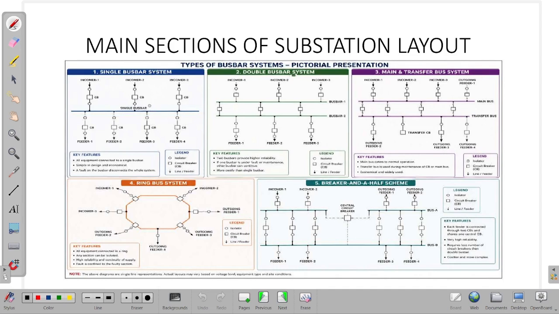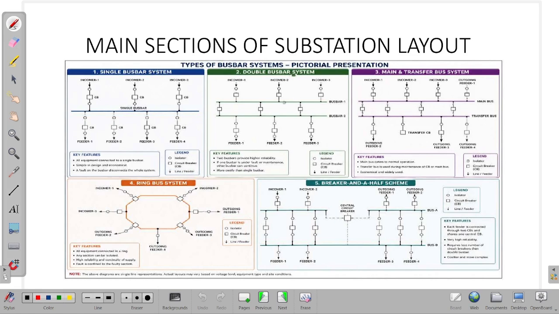It is the single busbar system. Here incomer 1, incomer 2 and incomer 3 come through circuit breakers, connecting to the busbar. Again from the busbar there is an isolator and circuit breaker, sequentially arranged.